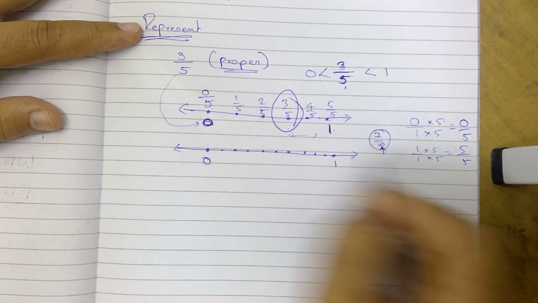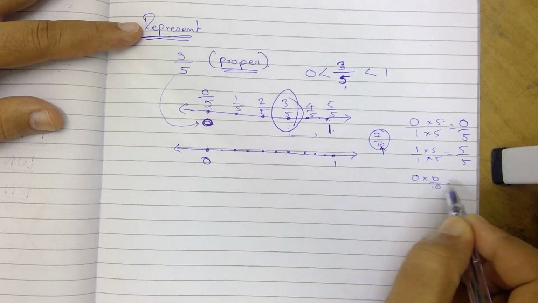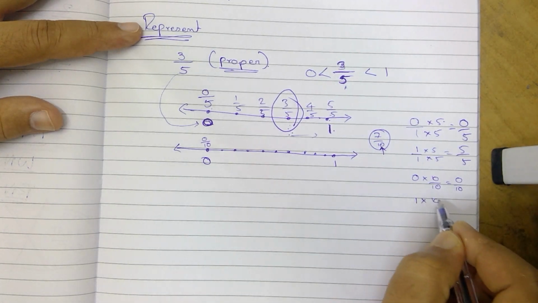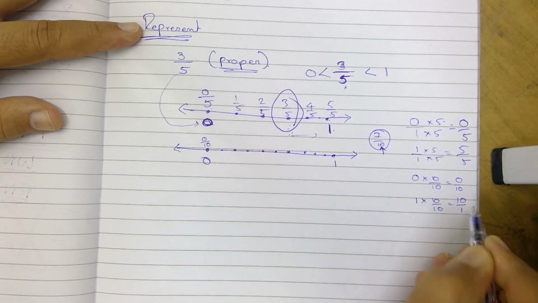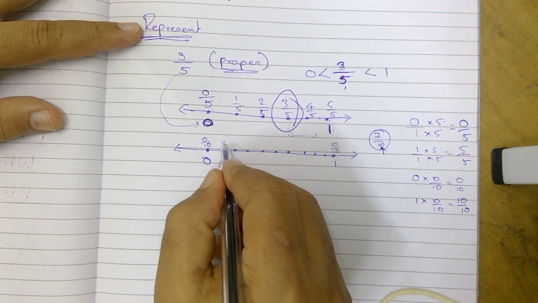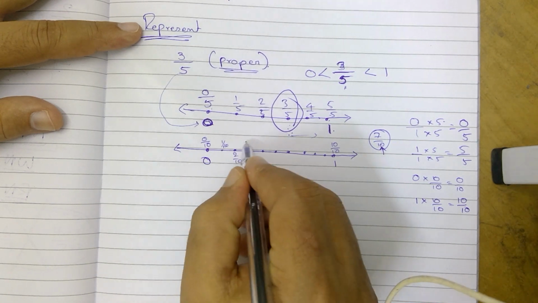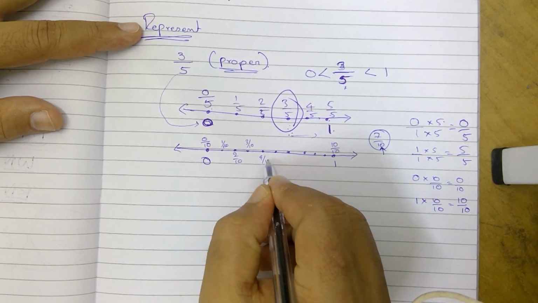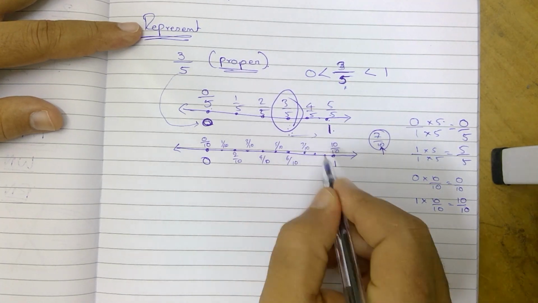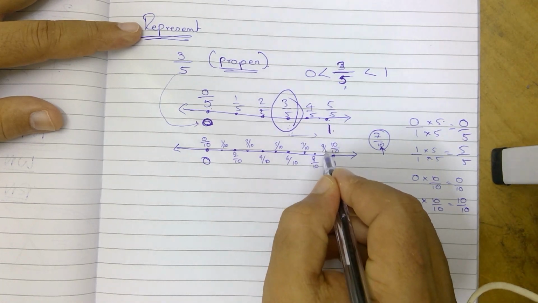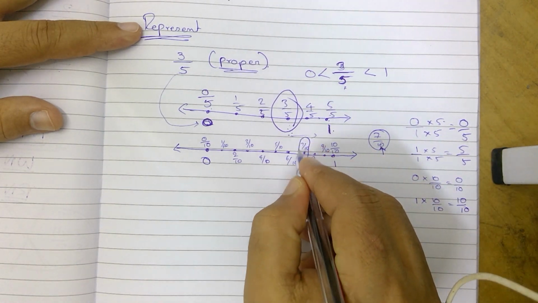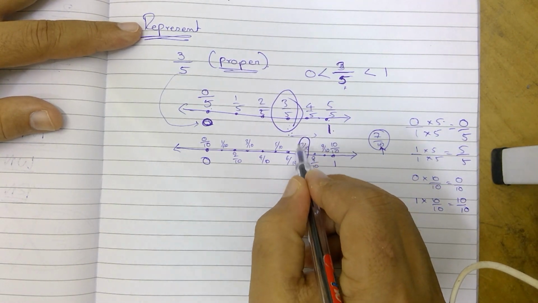Now how can you write this? Multiply 0 by 10 in numerator and denominator. Is it 0 by 10? Yes, we will write it as 0 by 10, and take 1 and multiply with 10 in numerator and denominator. Can I write it as 10 by 10? Yes, 10 by 10. So this is 1 by 10, 2 by 10, 3 by 10, 4 by 10, 5 by 10, 6 by 10, 7 by 10, 8 by 10, 9 by 10 and 10 by 10. Is it right? Now I can represent 7 by 10 on the number line like this.